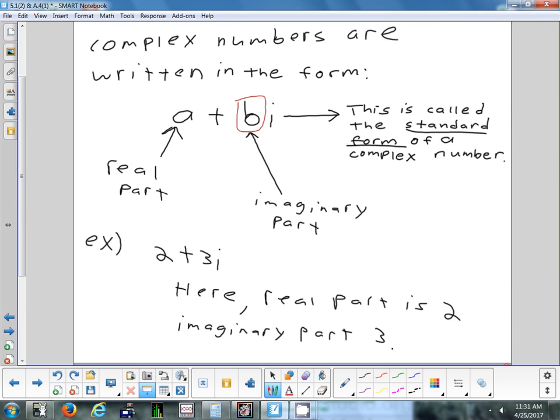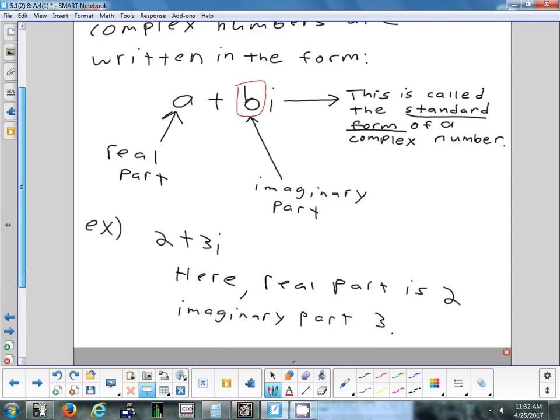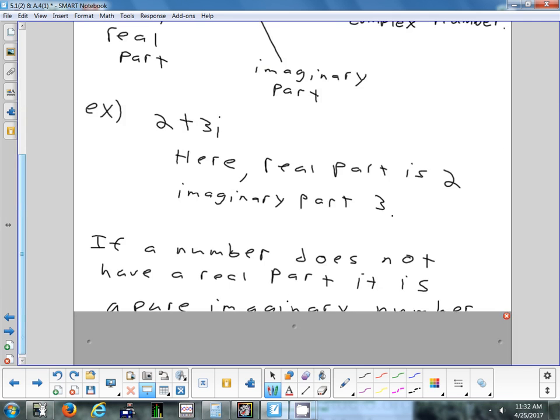Is anyone in engineering? Shop? No. If you know anyone in engineering, I know they do use complex numbers in that shop. I've never asked the teacher exactly how they do it, but they are used in that shop. But they're not used in many other areas.